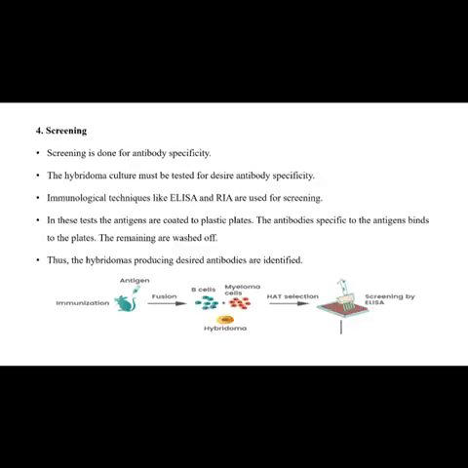Screening is done for antibody specificity of the antibody which is cloned. The hybridoma culture must be tested for desired antibody specificity. Immunological techniques like ELISA and RIA are used for screening. In these tests, the antigens are coated on plastic plates. The antibodies specific to the antigens bind to the plates, and the remaining are washed off. Thus the hybridomas producing desired antibodies are identified and screened.